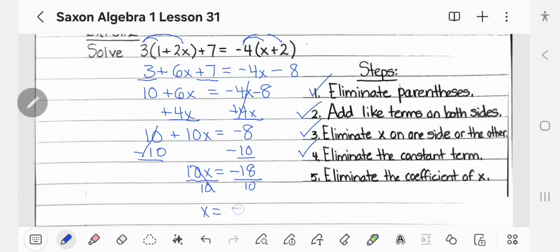x is equal to negative 18 tenths. Now, let's think of that as a fraction, and let's go ahead and divide the top and the bottom by 2. So that's going to be 9/5. So negative 9/5 is your answer.